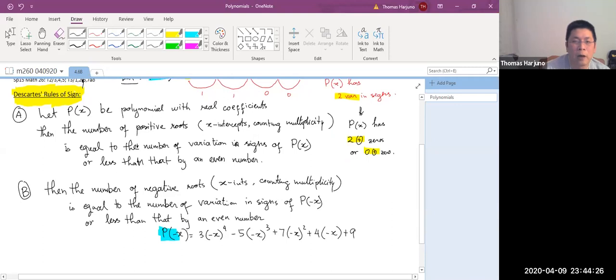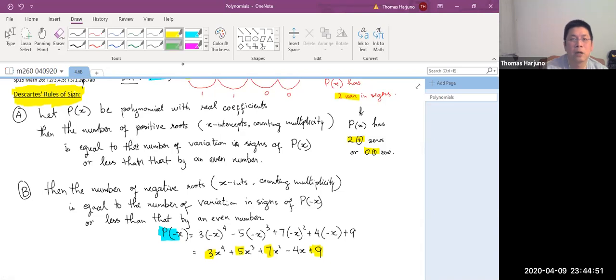Let me simplify. That's 3x to the 4 plus 5x cubed plus 7x squared minus 4x plus 9. Now notice that the positive coefficients are these, and the negative coefficient is this one. So how many times does the sign change?